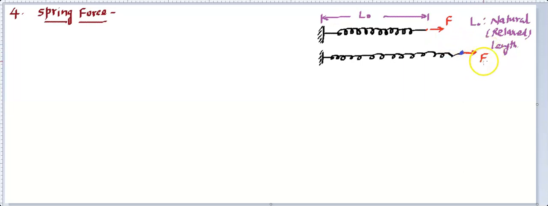Okay, so let me remove this, and we can show it like this. This is the force that is being applied by the spring, and we will call it the force due to spring. I'm just writing SP for spring. Okay, and there are assumptions for the spring as well. So we have some assumptions. Let me write down those assumptions first.